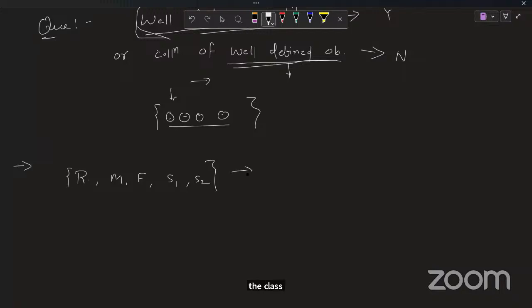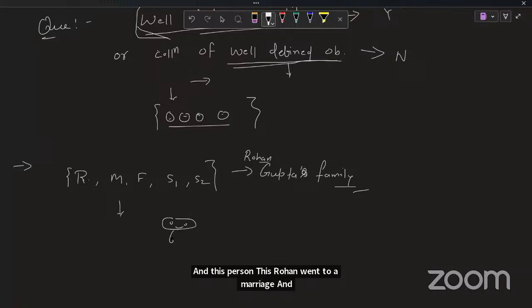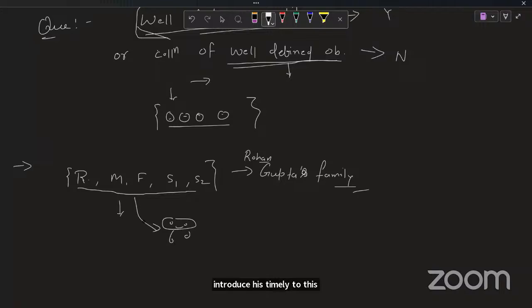Sister 1 and sister 2. And this family is known as, suppose, Gupta's family, or Rohan Gupta family. Rohan went to a marriage, and suppose Rohan has a beautiful girlfriend. Rohan wants to introduce his family to this girl. How many ways does Rohan have for introducing this family to this girl?